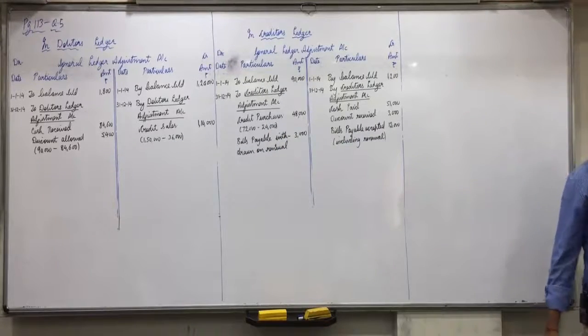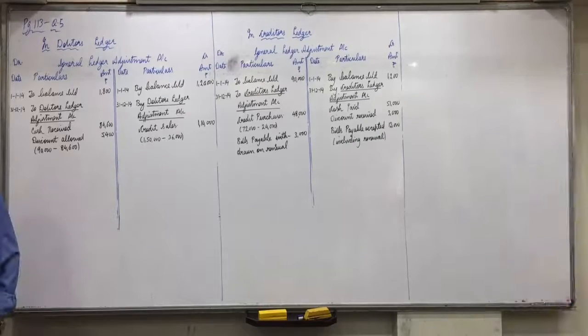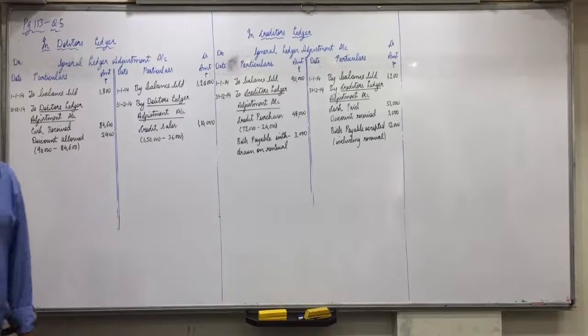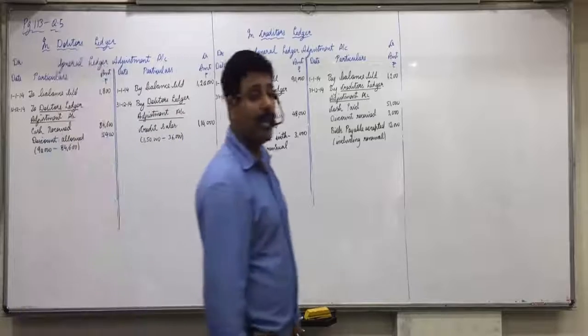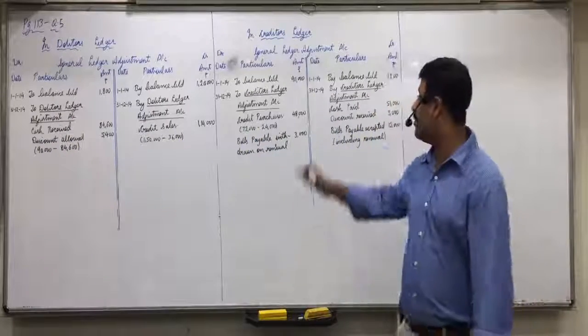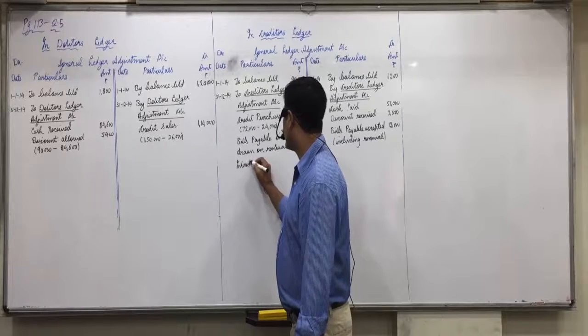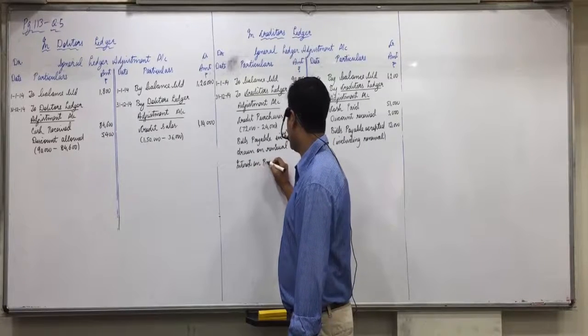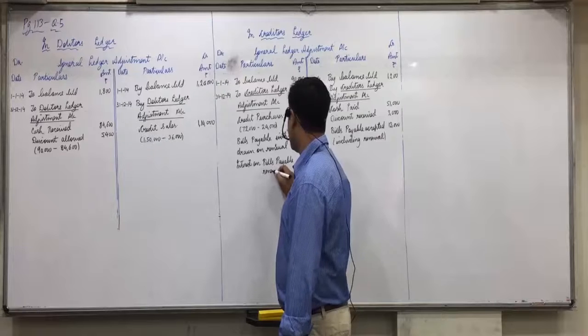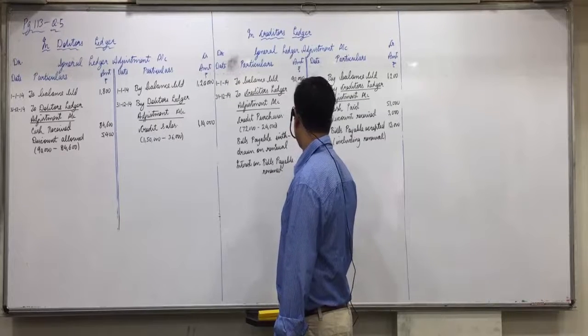Then we have the interest on bills payable renewed, 120. What is the journal entry for interest on bills payable renewed 120? Interest to creditors. That interest is our expense. We have to pay to creditors on bills payable. So interest to creditors. Interest account debit means in the general ledger on the debit side. Interest on bills payable renewed, 120.